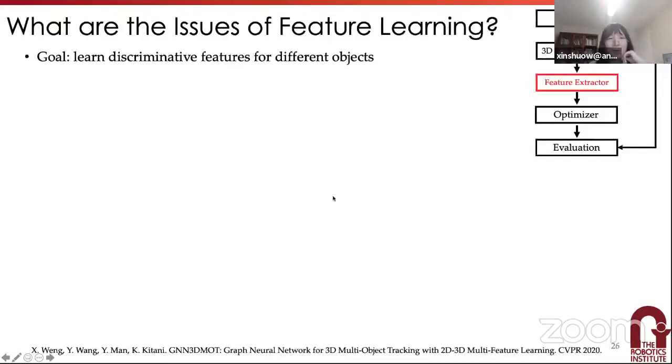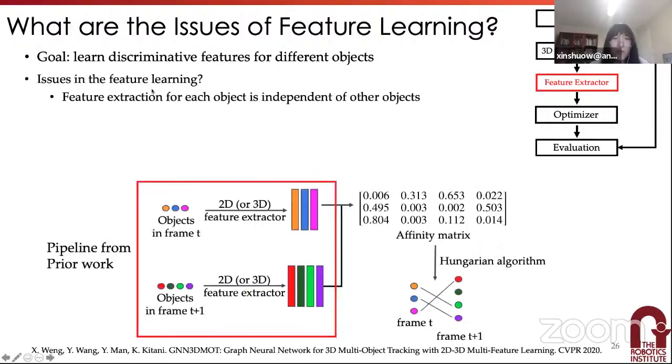So first, let's review the goal of the feature learning. We want to learn discriminative features for different objects, which could be useful for the optimizer to output accurate trajectories. So we found two observations in the feature learning of the current method. The first, we observed that feature extraction is independent of different objects. For example, prior work often uses 2D CNN to extract the appearance feature for each object independently, or uses LSTM to obtain the motion feature.